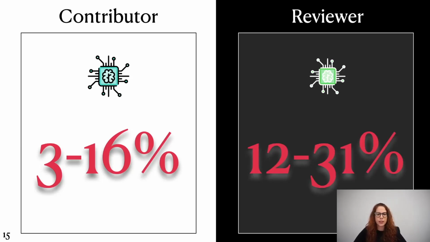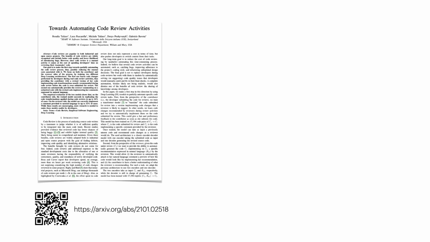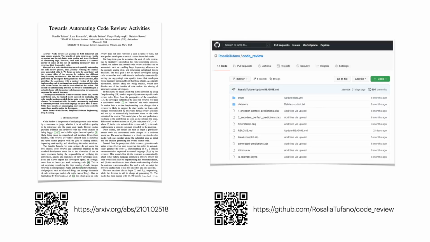Besides computing the perfect prediction, we also performed additional analysis related to the BLEU score and the Levenshtein distance, and also a qualitative analysis on the predictions. You can find details in the paper, and I also want to point you to the replication package where you can find the code, the data, and the results of the analysis we performed.